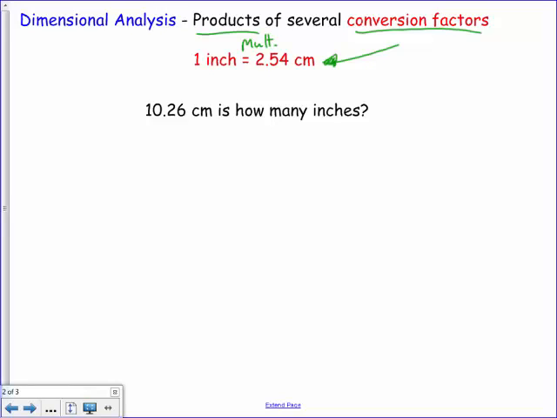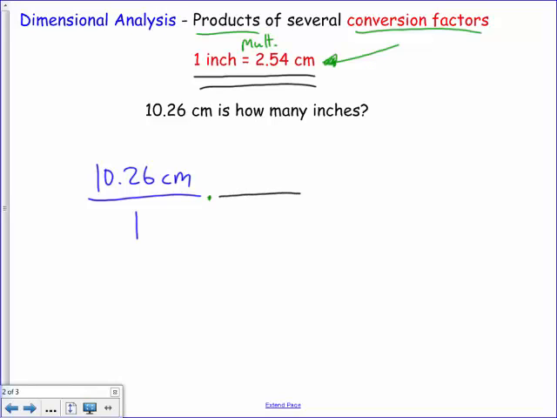So I'm going to write out my 10.26 centimeters. And we want to write everything as a ratio, as a fraction. So right now I'm going to just put that over 1. I don't have it. It doesn't say anything else. So I'm just going to put it over 1 for now. Well, what we want to do is we want to take the product, so multiply, of conversion factors. So here's the conversion factor. 1 inch equals 2.54 centimeters. So I'm going to put a fraction of one of these conversion factors. So we're just going to keep multiplying by fractions of conversion factors.